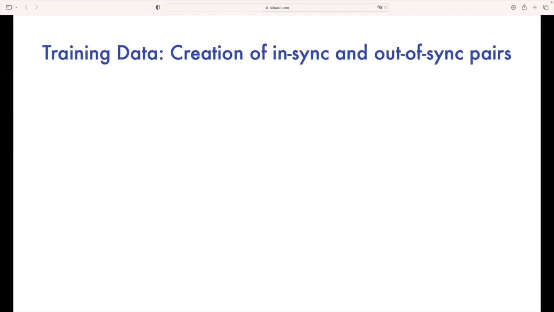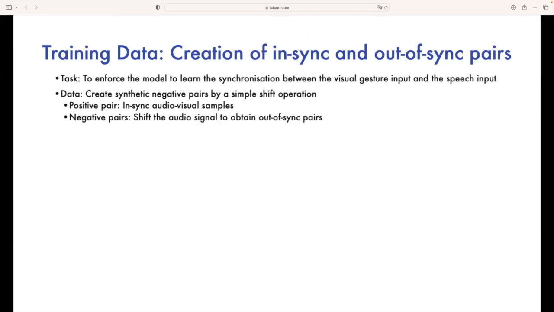So before we begin looking into the details of these three major modules involved, let us first try to understand how do we even get the data to train such a system and how do we formulate this problem. So once we have the speech and the audio embeddings with us, we want to make the model learn the synchronization between the gesture input and the speech input. To do so, we create synthetic data. Let us see how we do that.